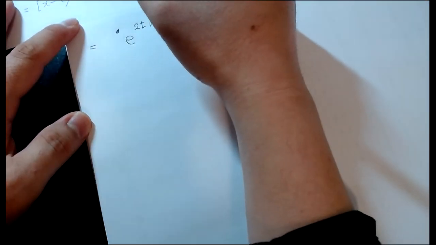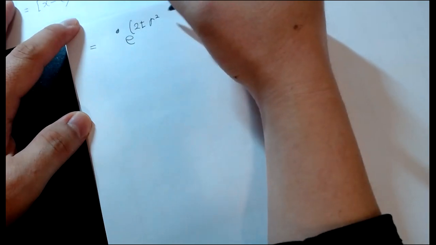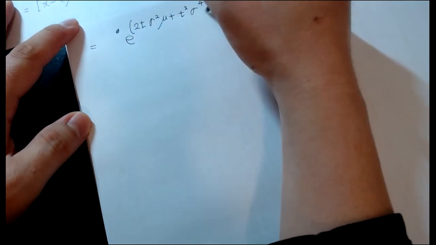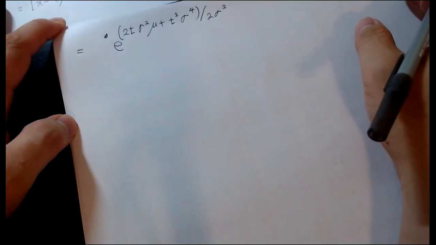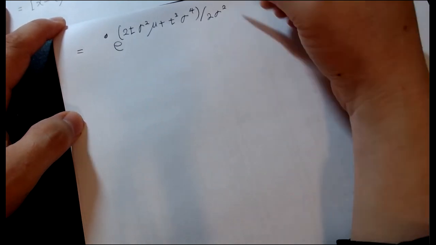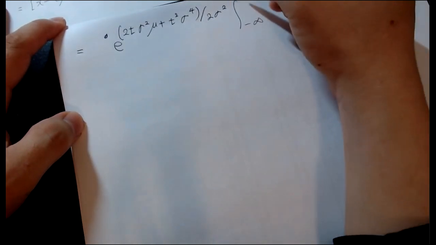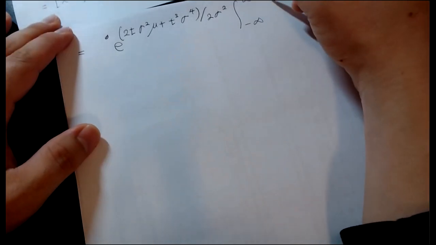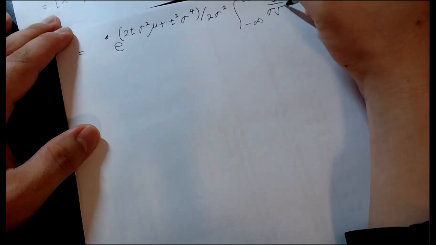okay, 2t sigma square mu plus t square sigma to the fourth power over 2 sigma square, okay? Right, and the integral from negative infinity to infinity. Now let me put the constant term 1 over sigma square root 2 pi inside the parenthesis, inside the integral, okay? Right.